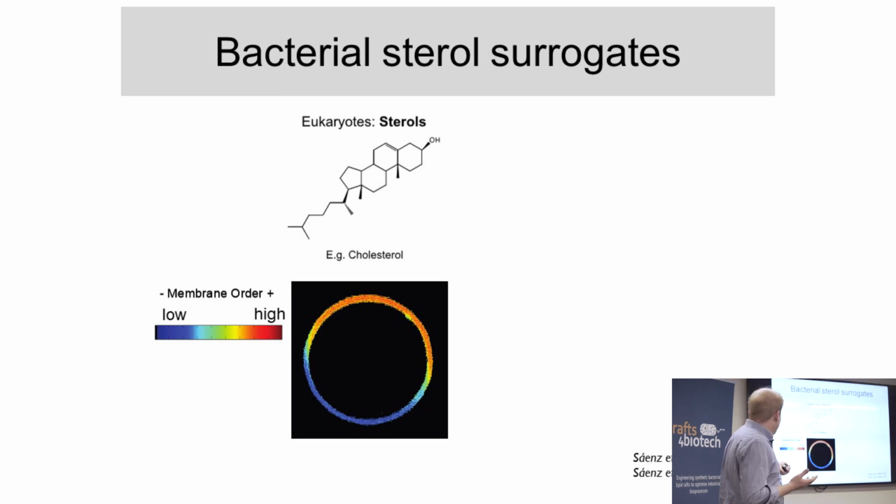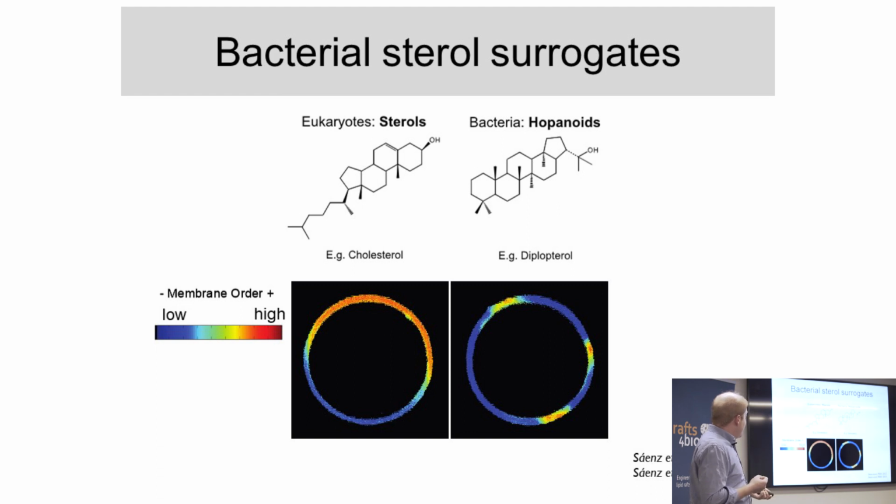So this is a canonical phase-separated GUV with cholesterol, phosphatidylcholine, and sphingolipid, and it's phase-separated with an ordered and disordered domain. And then if we replace the cholesterol with Hopanoid, well, it doesn't do it so well, but it does it. So you get a liquid-liquid demixing to ordered and disordered phases.